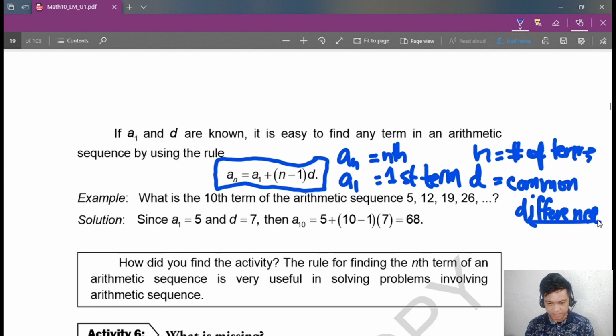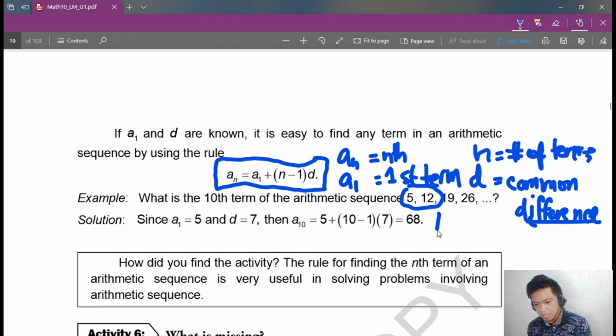So, let's have an example here. What is the 10th term of the arithmetic sequence 5, 12, 19, 26, and so on? Hinahanap dito yung pang-sampung term. Para makuha natin yun, if we don't know the formula, ang gagawin natin syempre, alamin muna natin yung common difference. Tama? To identify the common difference, sinabi ko kanina, you choose two consecutive terms. Para mas madali, I suggest na ang kukunin na lang ninyo, in this case, yung first two terms, para mas maliit yung number.